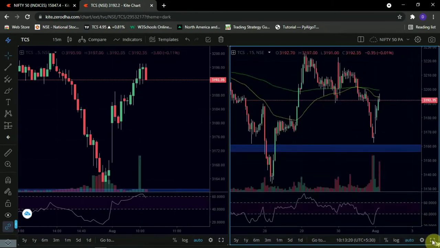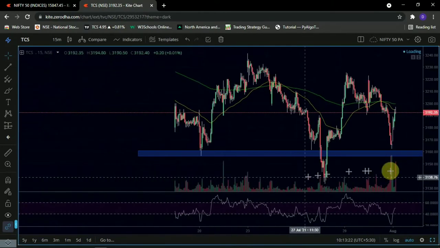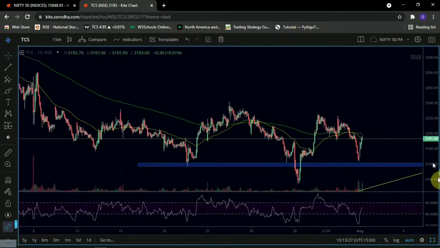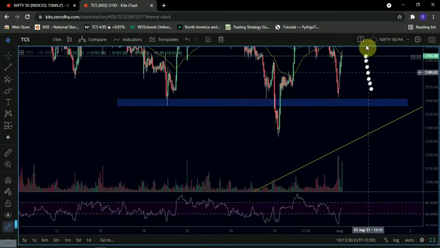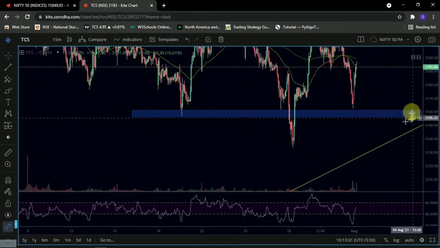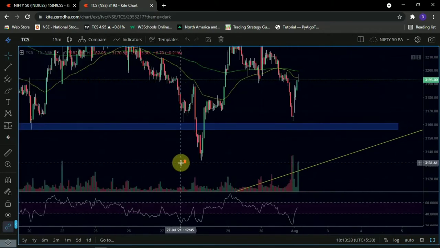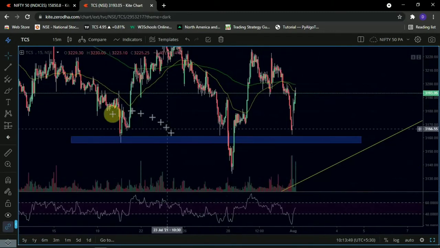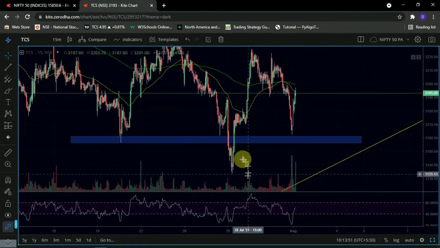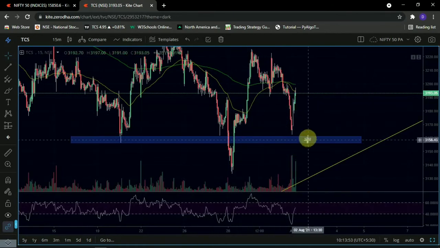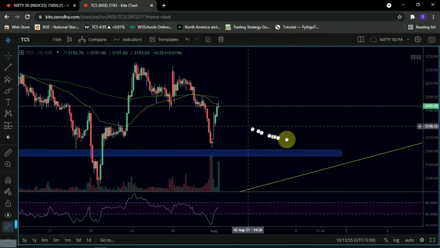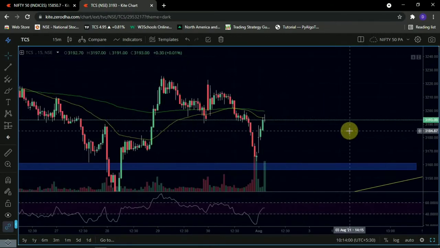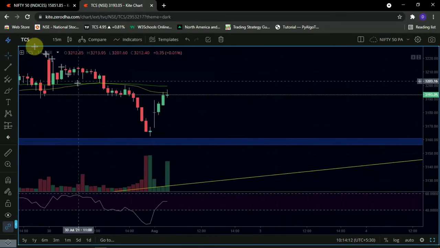If you see here in 15 minutes chart, TCS was in a very good position. This was the demand zone. And if you see the head and shoulder pattern, this is the first shoulder, this is the head, this is the second shoulder, and it is forming the second shoulder. So if the breakout happens, it can go up. Let us see if we are able to trade or not in this.